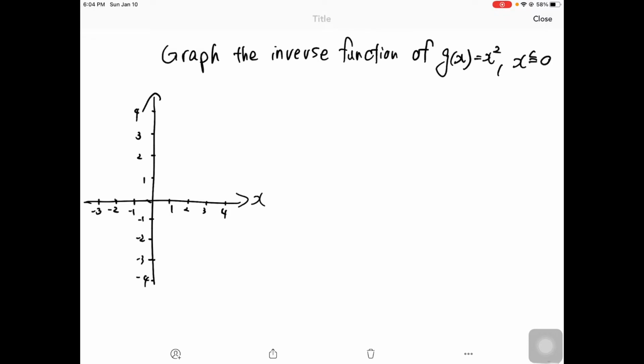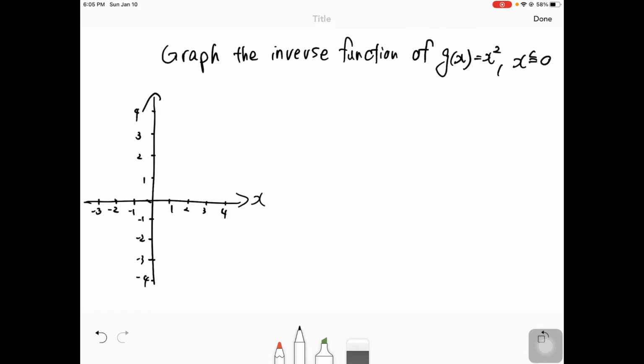To solve this question, you need to know what the inverse function is. Actually, I explained about it in a previous video, so if you want to know about it, please check out my previous video first. So let's get started. You need to sketch the graph of g of x.